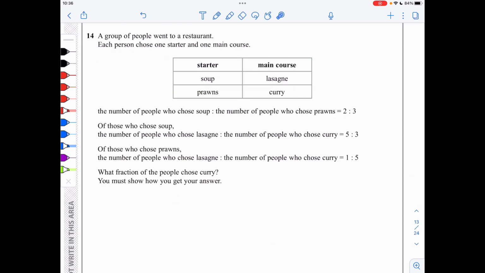In 14, we've got people choosing between 2 starters and 2 main courses in certain ratios here. So overall, the number of people who chose soup to the number of people who chose prawns was 2 to 3. Of those that chose soup, lasagne to curry was 5 to 3, whereas of those who chose prawns, then lasagne to curry was 1 to 5. We need to calculate what fraction chose curry. It makes sense to approach this with a tree diagram.